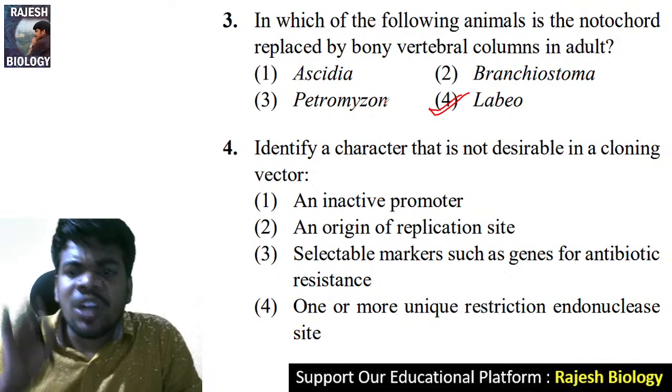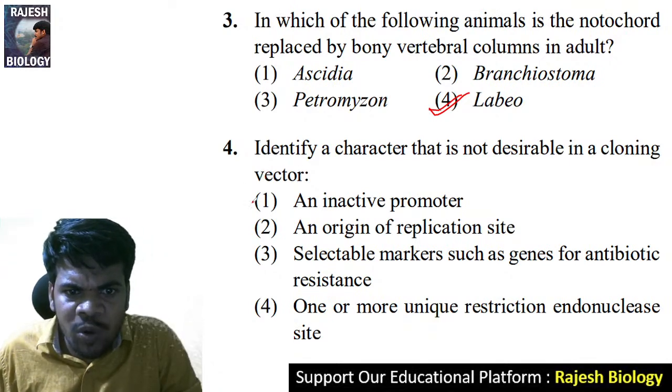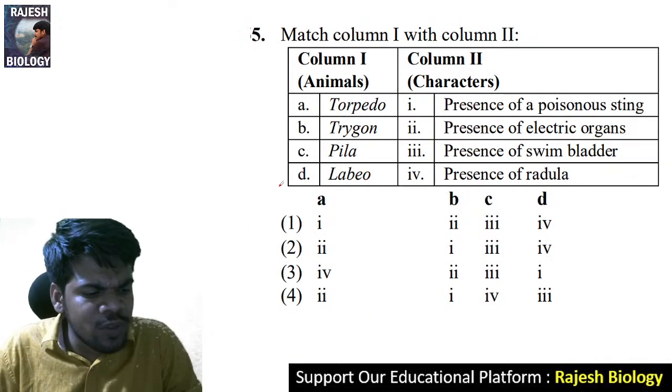Identify a character that is not desirable in a cloning vector. Yes, correct, Praveen, you are right. An inactive promoter is not required because it is inactive. Come to the fifth question.